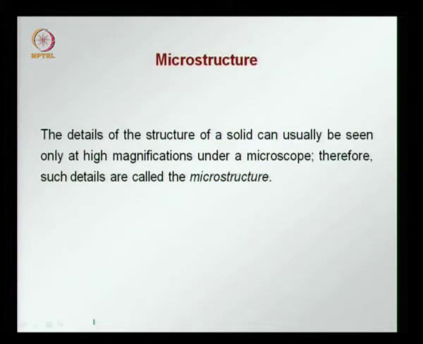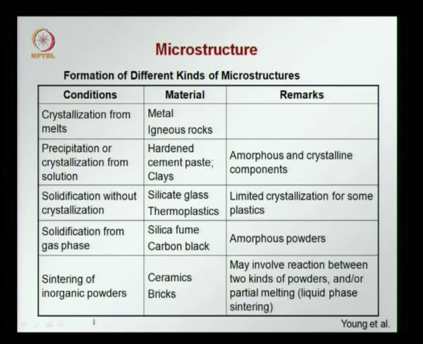Now what is the microstructure? Details of the structure of a solid that can be seen only at high magnifications, say under a microscope, are called the microstructure. Now there are different kinds of microstructures that form in materials, in solids. You can have crystallization from a melt, where you have a molten metal or molten rock that is crystallizing, solidifying, forming a crystalline solid.